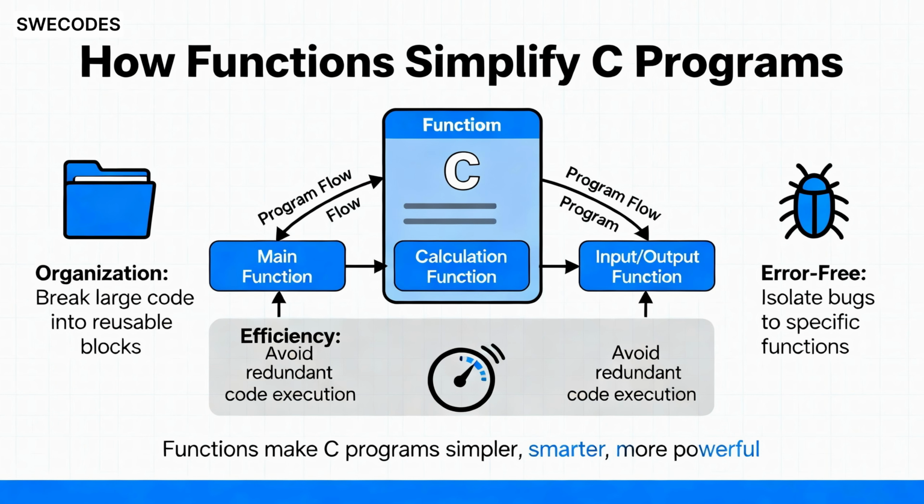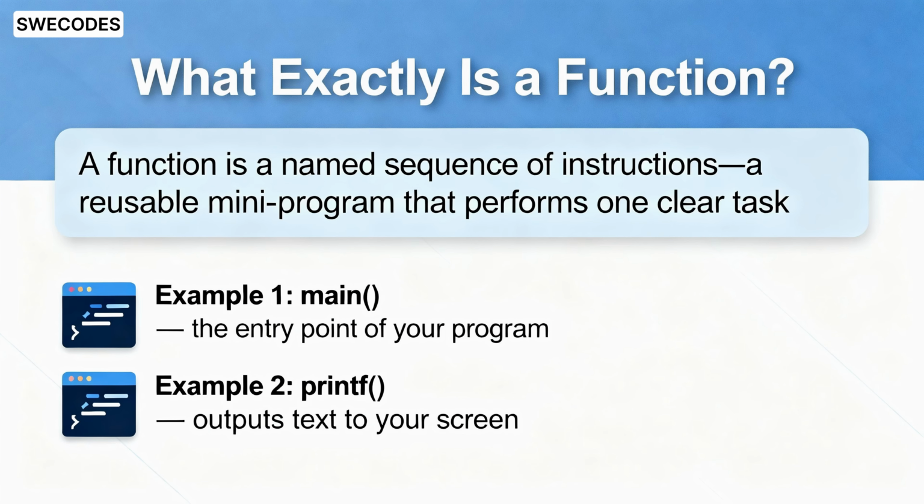Ever wondered how complex programs stay organized, efficient, and error-free? It all comes down to one concept: functions. Here, we're breaking down how functions make your C programs simpler, smarter, and more powerful. What exactly is a function? Think of a function as a named sequence of instructions, a reusable mini-program that performs one clear task. You've already seen a couple: main, the entry point of your program, and printf, which outputs text to your screen.